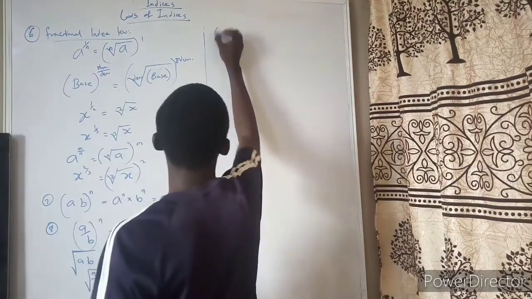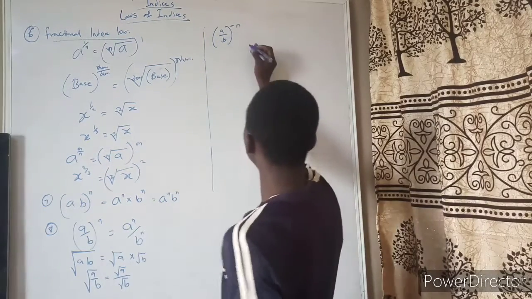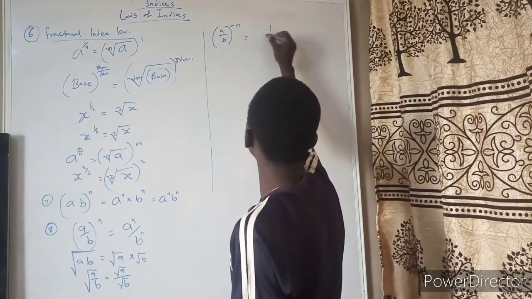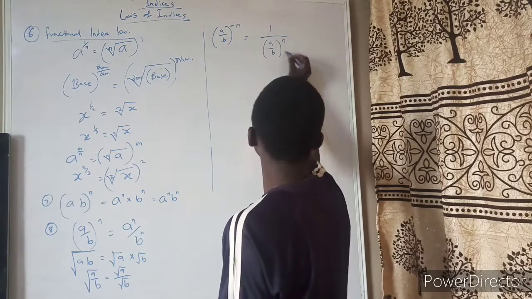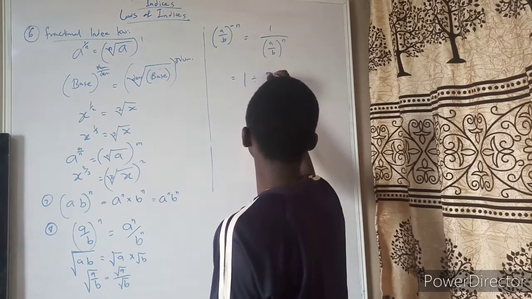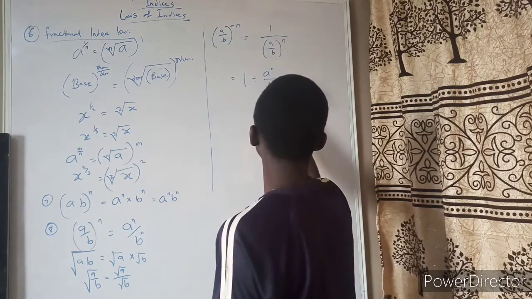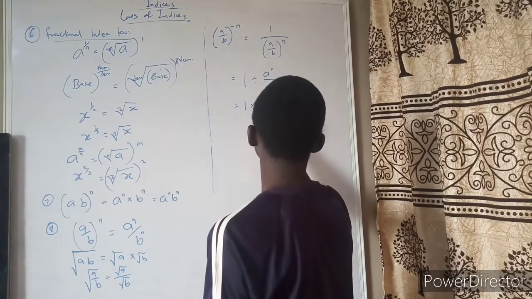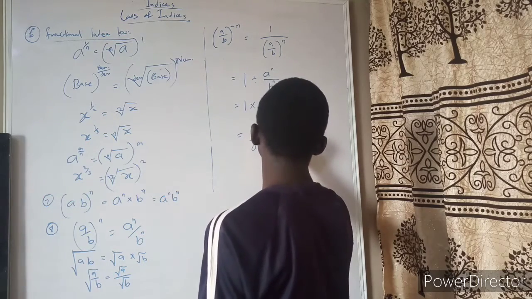Okay, what if we are now given a over b raised by minus n, so negative power? This thing here, if we apply that negative index law, is equal to 1 over everything we have, a over b raised by n, isn't it? So let me split it by saying it is equal to 1 divided by a raised by n over b raised by n. I've applied this now. So it is equal to 1 times b raised by n over a raised by n. You know the inverse now.